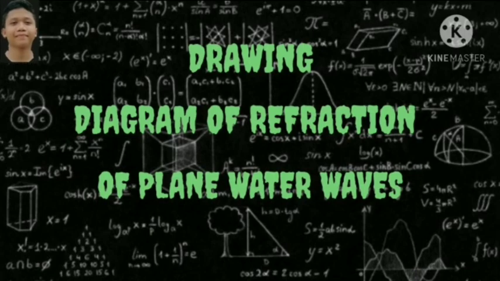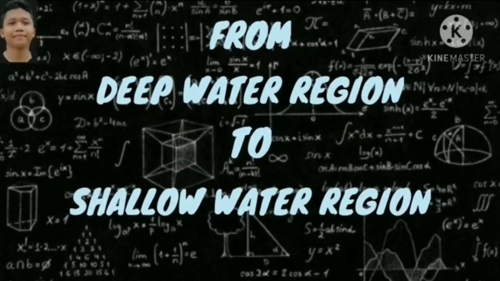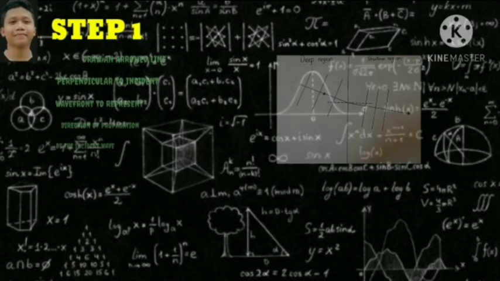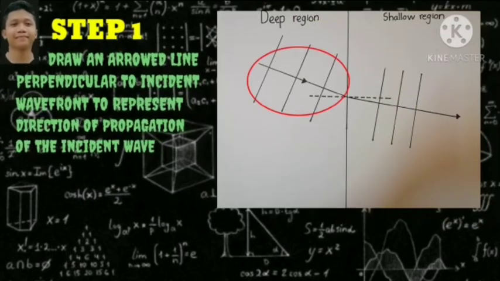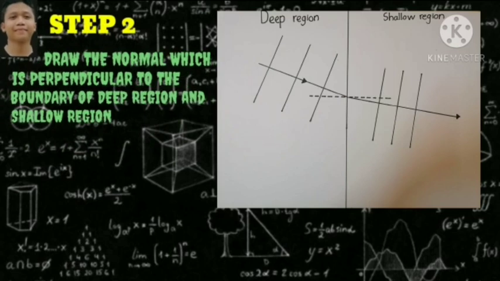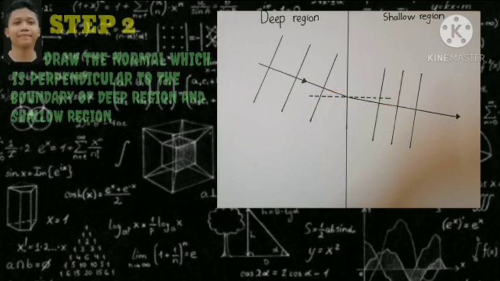Drawing diagram of refraction of plane water wave from deep water region to shallow water region. Firstly, draw an arrowed line perpendicular to incident wave front to represent direction of propagation of the incident wave. After that, draw the normal which is perpendicular to the boundary of deep region and shallow region.